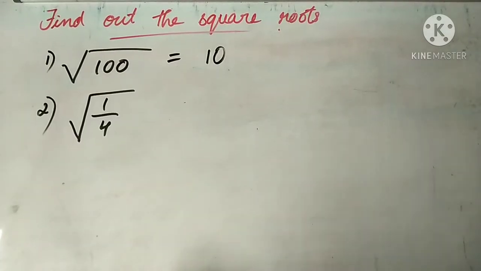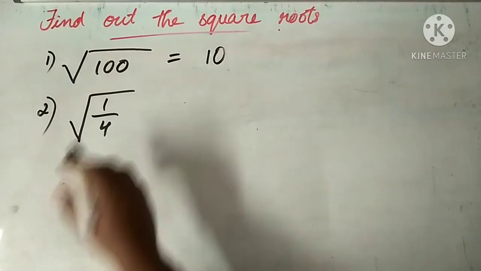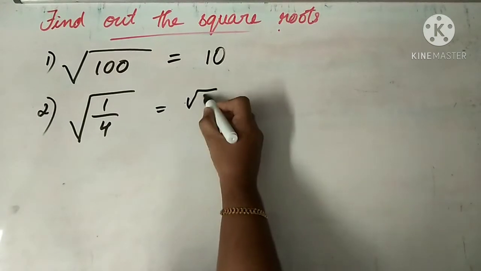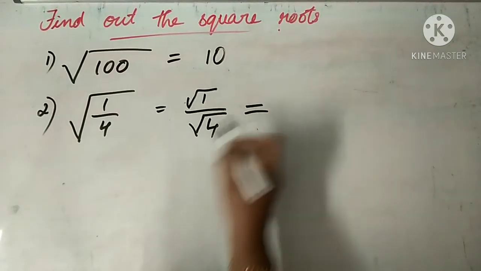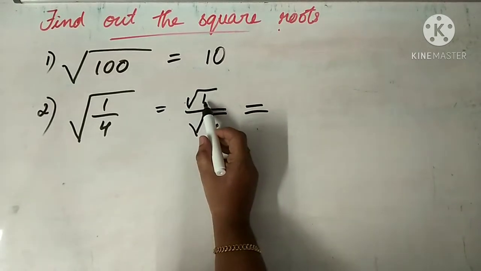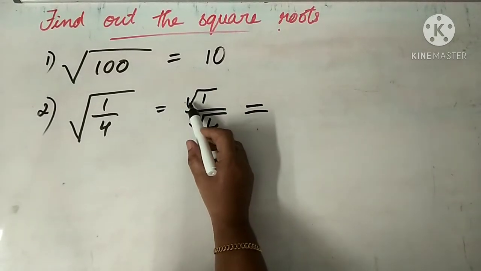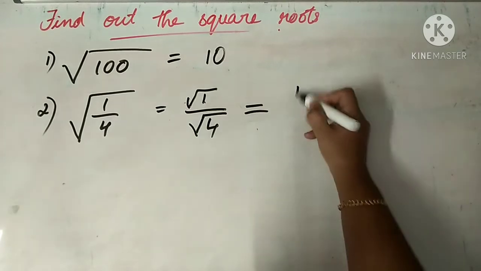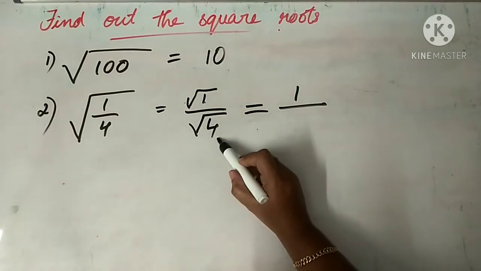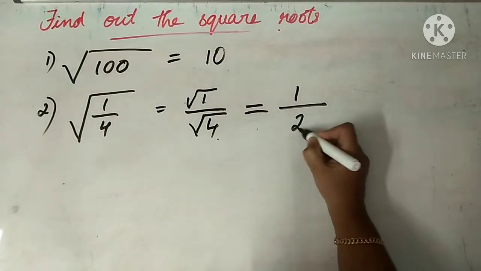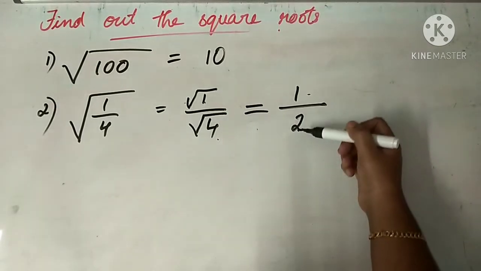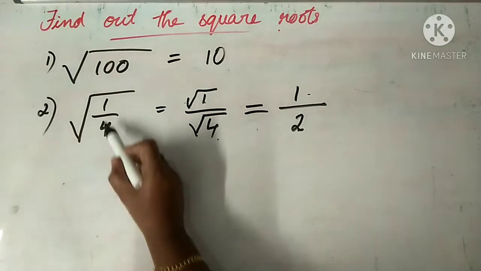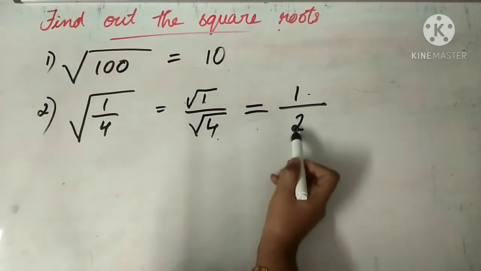Second question, square root of 1 by 4. This we can write as square root of 1 by square root of 4. What is the square root of 1? 1 into 1 gives 1. So square root of 1 is 1 itself. Square root of 4 is equal to 2, because 2 into 2 gives 4. So the answer is 1 by 2. Square root of 1 by 4 is equal to 1 by 2.